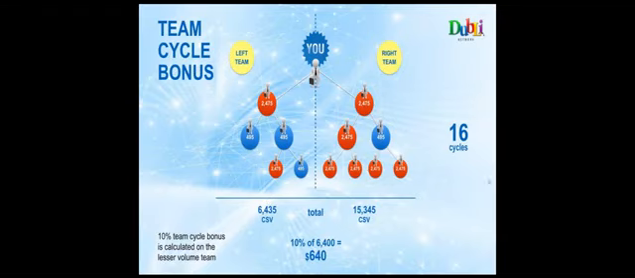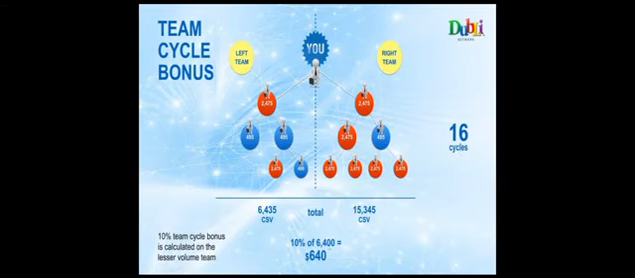That's what this number right here represents. Now this group over here represents $15,345 in volume. Now remember, it's $400 that triggers the cycle. This is going to be the smaller number right here. So you're going to divide 400 into that to see how many cycles you get. And it's 16 cycles. That's where this comes from.